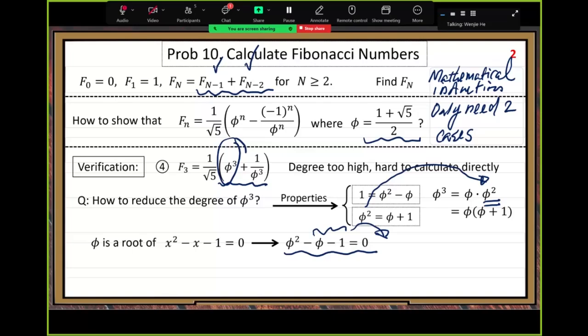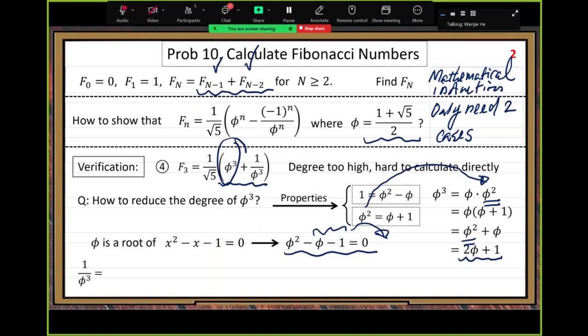All right. So then it equals phi squared plus phi. You see phi squared another time, right? Then replace phi squared by phi plus 1 another time. You get 2 phi plus 1. This expression has lower degree. Degree 1 is much lower than degree 3, so it should be much easier to calculate a degree 1 expression. All right, so that's the phi cube.